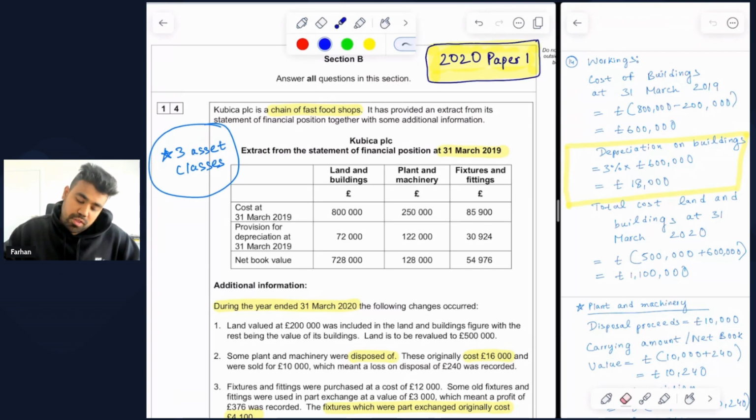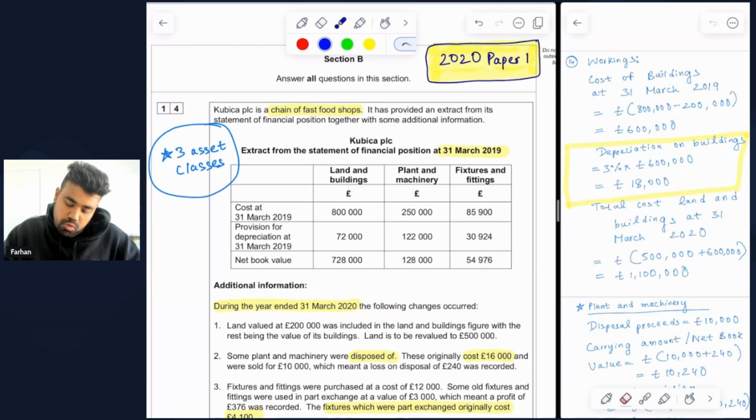So the plant that we have sold, which had a net book value of £10,240, we are not going to calculate any depreciation for that plant because based on the requirements of the question, no depreciation is to be charged in the year of sale or in the year of disposal. So how do we handle this complication now? First of all, you want to find the net book value at 1 April 2019, which is the beginning of the financial year for plant and machinery.